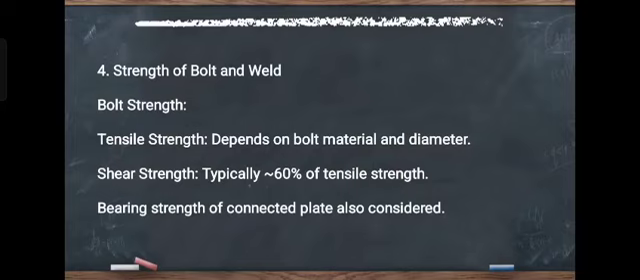The strength of bolt and weld. The bolt strength may be calculated by the tensile strength, shear strength, and bearing strength. The tensile strength depends on bolt material and diameter. For the shear strength, typically 60% of the tensile strength is carried as shear strength. Bearing strength of the connected plate is also considered.